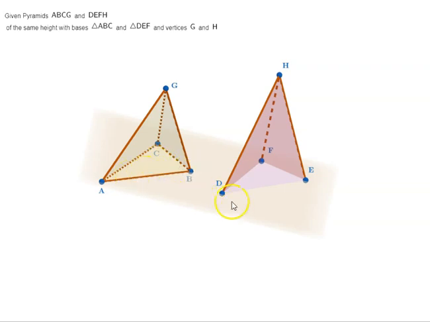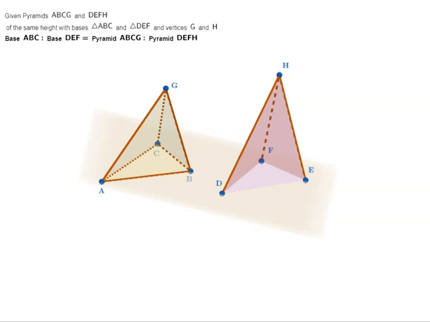ABC and DEF being triangles and vertices G and H. Now what the proposition is saying is that base ABC is to base DEF as the pyramid ABCG is to pyramid DEFH.